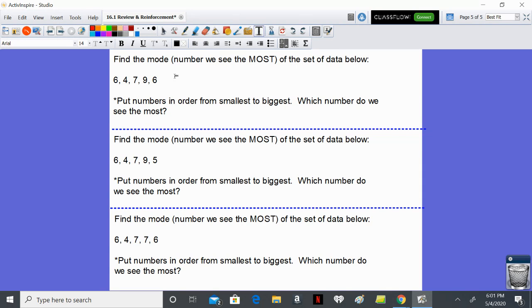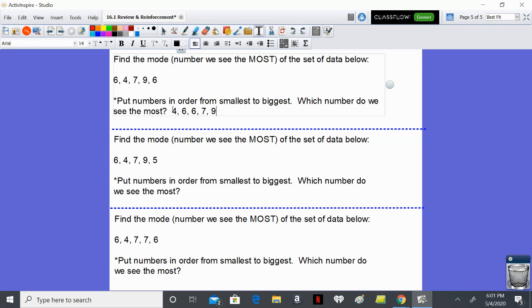Let's take a look at mode now. So to find the mode, the number we see the most in this set of data below, the first thing I want to do is put the numbers in order from smallest to biggest. So let's go ahead and do that. So we have 4, 6, another 6, 7, and 9. And yes, I do write 6 twice because it is up here twice.